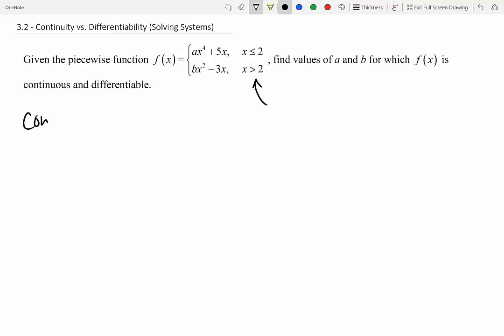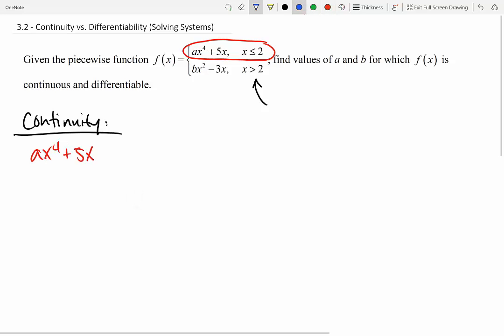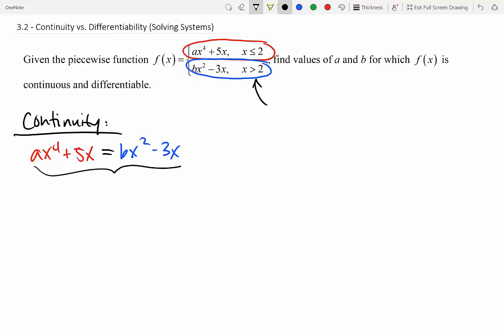So for continuity, we are often asked to figure out how to make a function continuous, and that is a pretty easy step. We can take this function here, ax to the fourth plus 5x, and we can set it equal to this function here, bx squared minus 3x. Now we know these functions aren't actually equal to each other, but when we plug in x equals 2, that actually enforces these two function heights to be equal at the value of x equals 2.